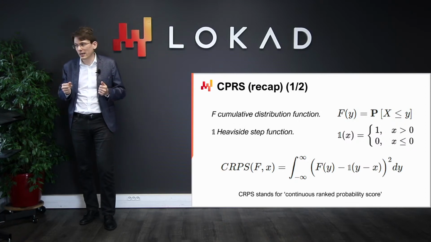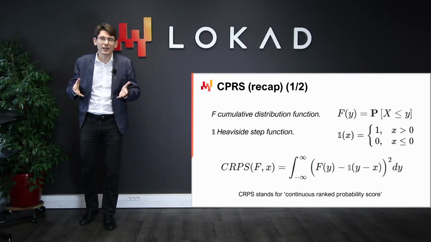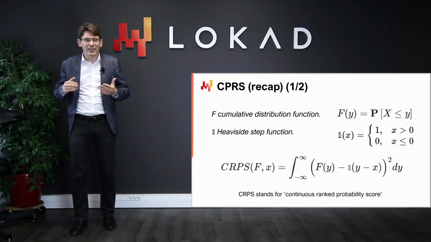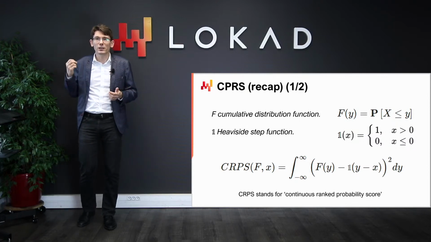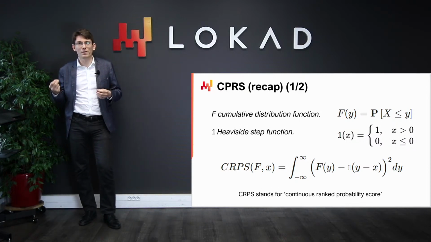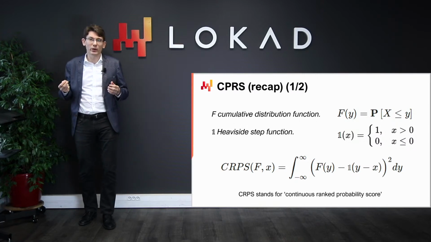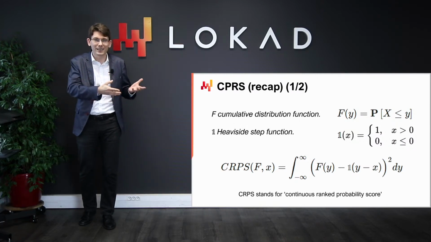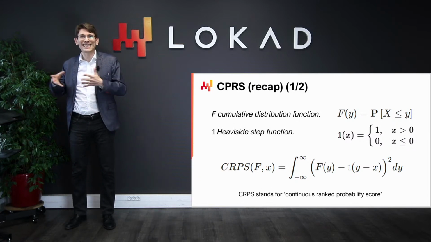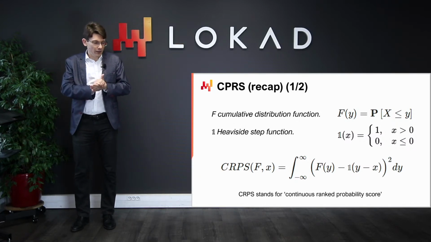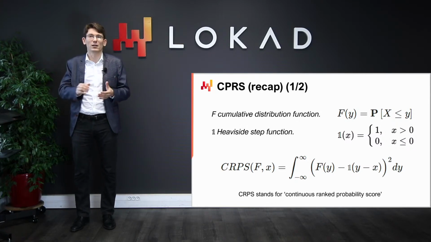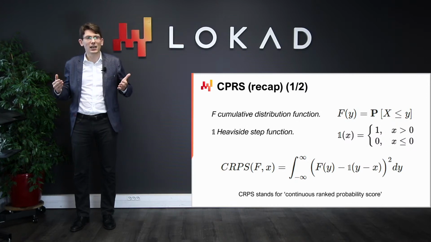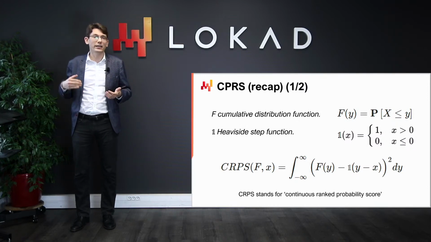The formula is given on the screen. The CRPS is a generalization of the L1 metric, that is, of the absolute error, but for probability distributions. The usual flavor of the CRPS compares a distribution named F here with an observation named X here. The value obtained from the CRPS function is homogeneous with the observation. For example, if X is a lead time expressed in days, then the CRPS value is also expressed in days.